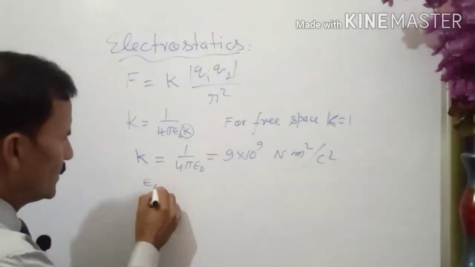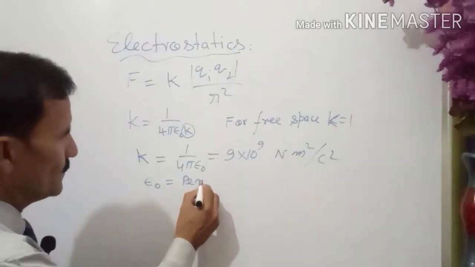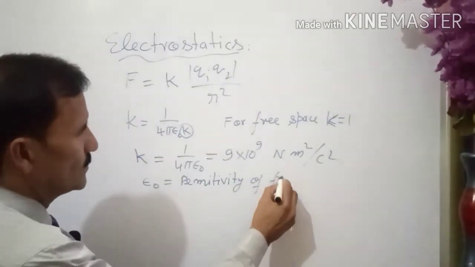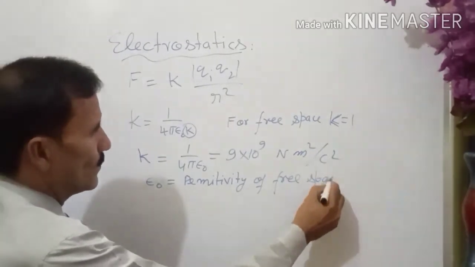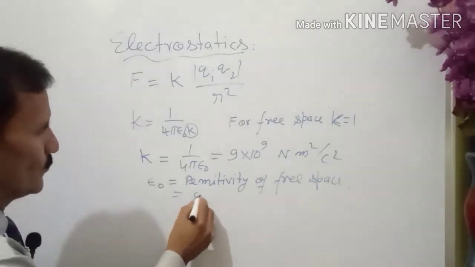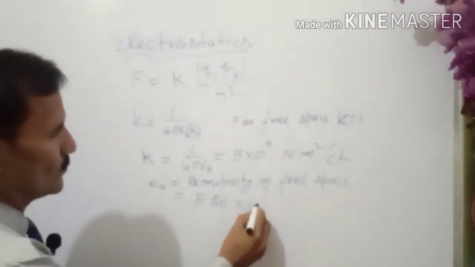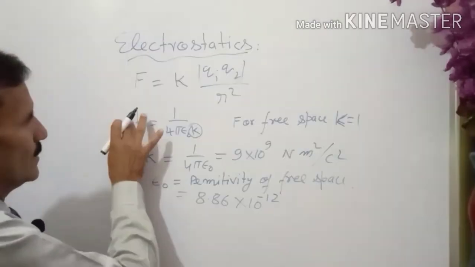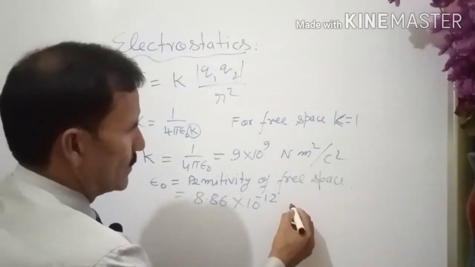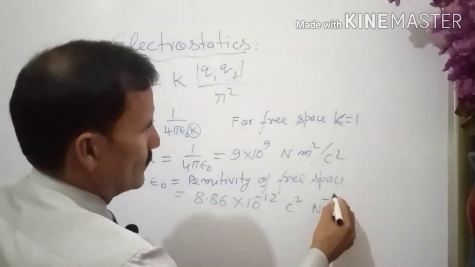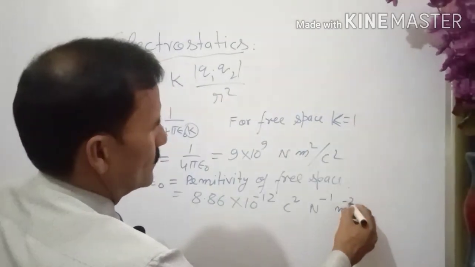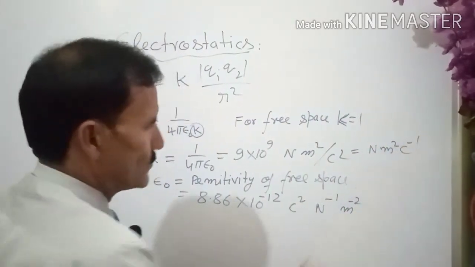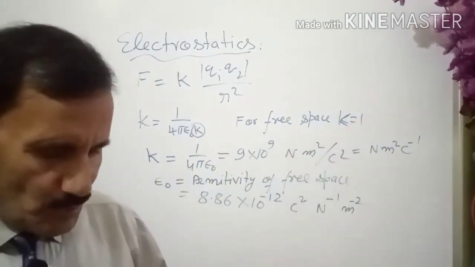Epsilon naught is called the permittivity of free space. He also gave the numerical value, 8.86 into 10 raised to the power minus 12, the reverse of the earlier value. Its unit is C square Newton minus 1 meter minus 2, which can be written as Newton meter square C minus 1. These are derived units.